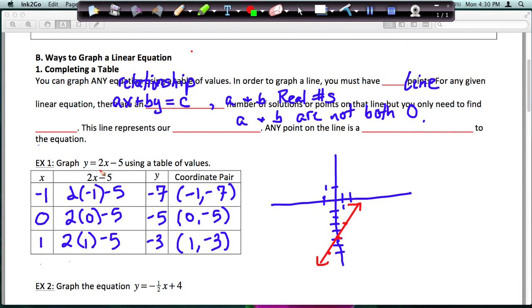Our slope is a positive 2, so our line should be going up, which it is. So example 2 says the same thing. Graph the equation y equals negative 1 half x plus 4. So go ahead, pause this, create a table of values, and graph it, and then you can come back and check.